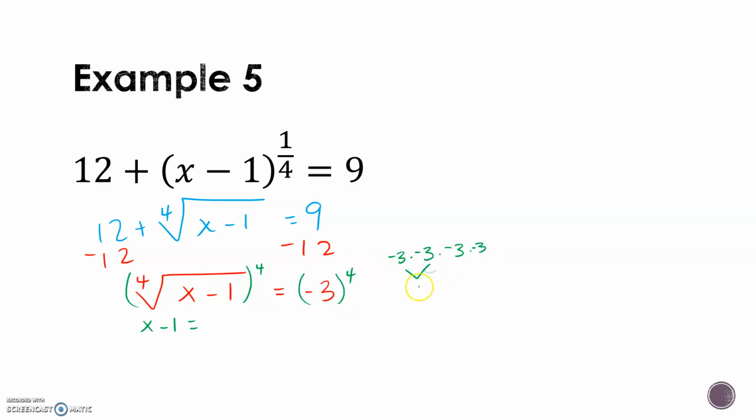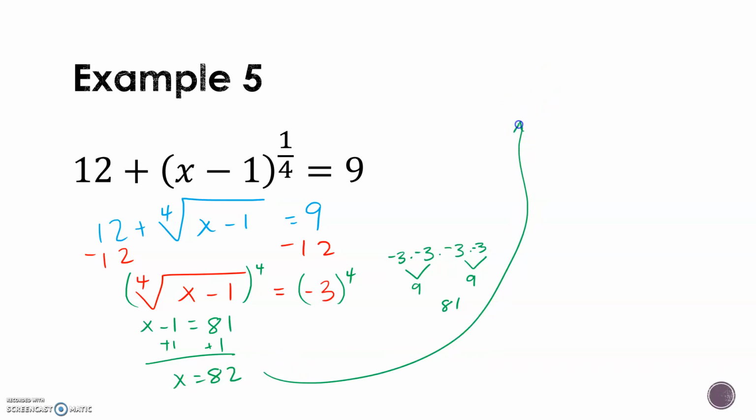So negative 3 times negative 3 is positive 9. Another negative 3 times negative 3 is positive 9. And 9 times 9 is 81. So x minus 1 equals 81. Add 1. X is equal to 82. Possibly. Make sure you check.